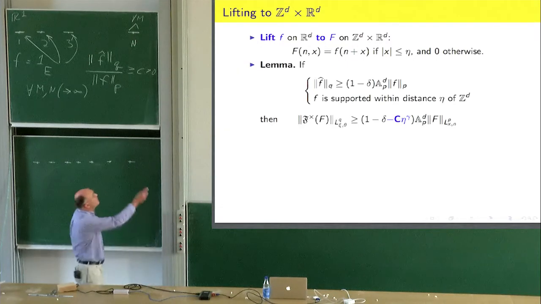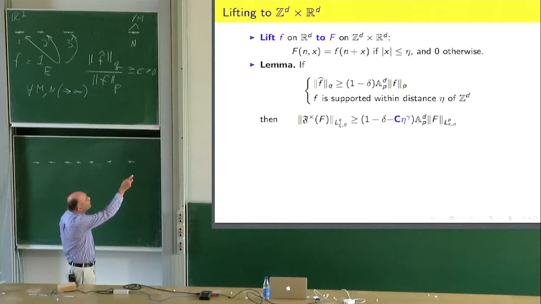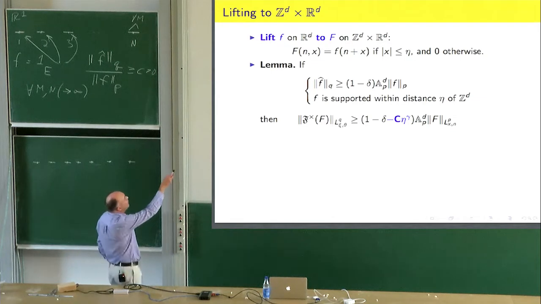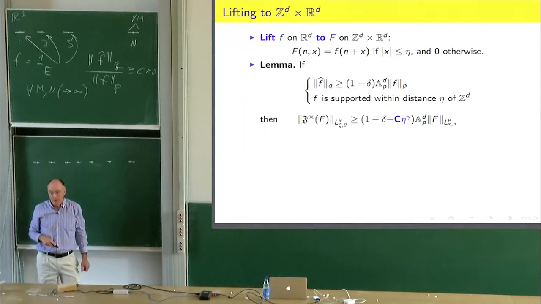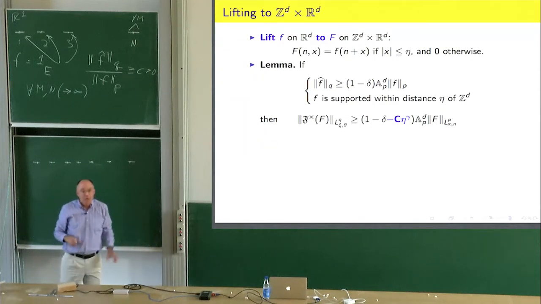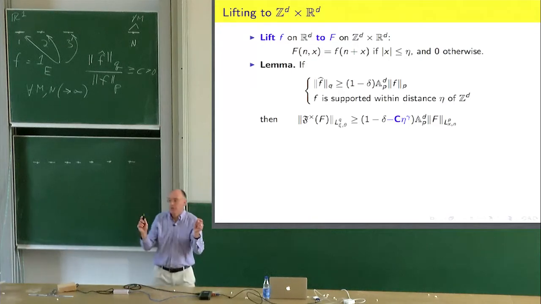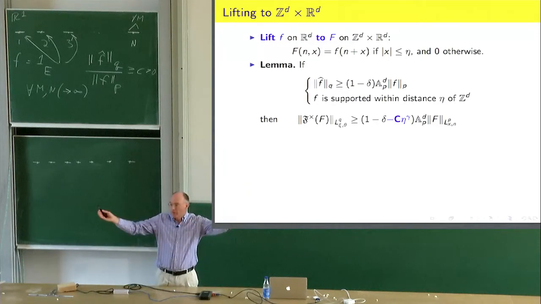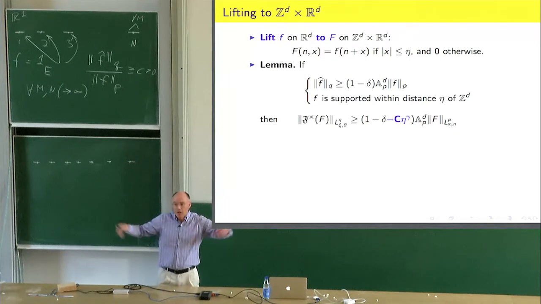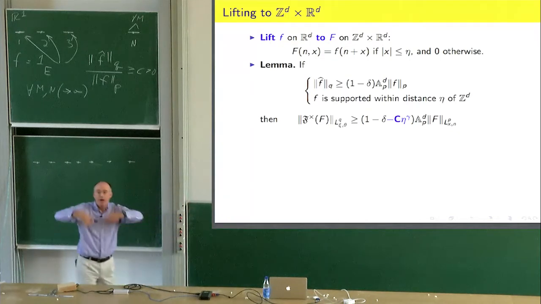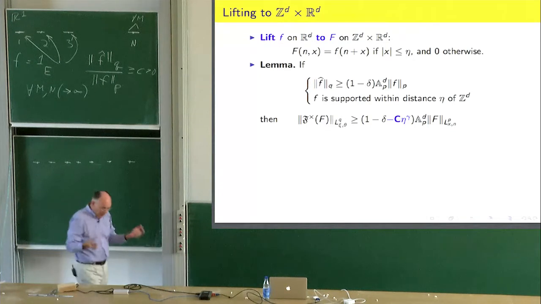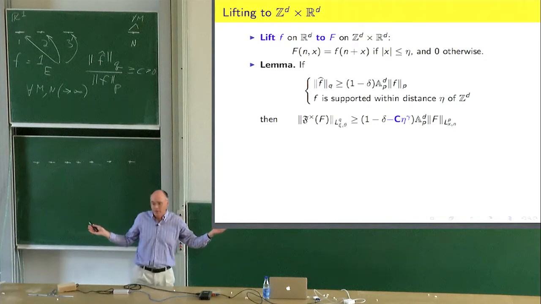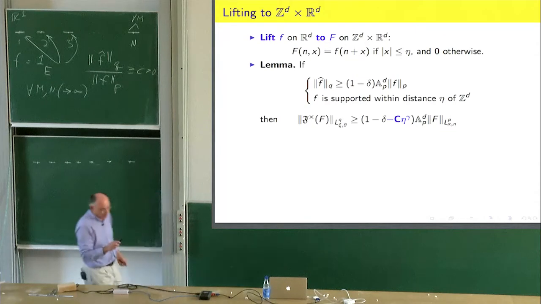And a very simple lemma says if you start on R with a function which nearly extremizes the inequality, then the lifted function still nearly extremizes the inequality. Okay? This just uses the fact that if a function has very small support, its Fourier transform varies very slowly. What we've done is add an extra coordinate in the Fourier space, but our function has a Fourier transform that's almost independent of the new coordinate. And so we don't really change norms much at all.